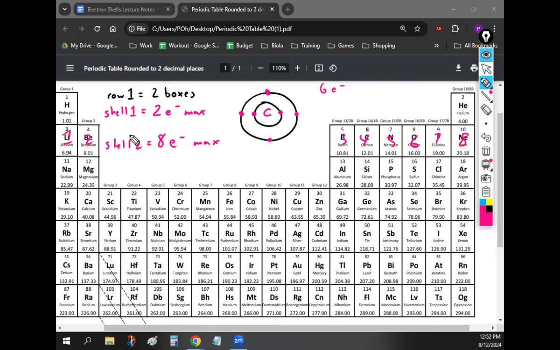Just keep in mind the maximum number of electrons in the shell depends on how many boxes there are. And we always start inside out. You can write that all down, or you can keep that in mind.